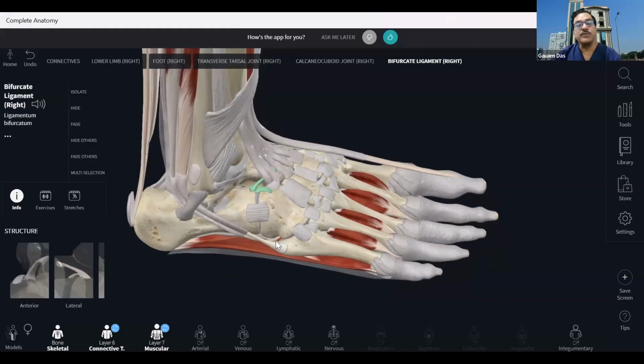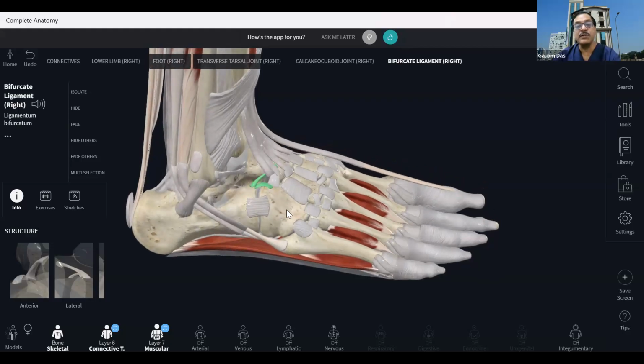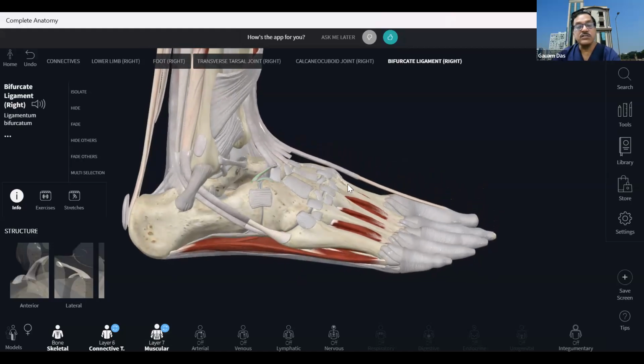The bifurcate ligament has two parts. One part is from the calcaneum to the cuboid. The dorsal calcaneocuboid ligament is a little more on the lateral side, and the bifurcate ligament has two limbs. One limb is calcaneum to cuboid, another limb is calcaneum to cuneiform. So these are the two ligaments we should know. Apart from the ligaments we have discussed, particularly the ATFL, which we discussed last day very elaborately, because the ATFL is one of the commonest ligaments to get injured. So these are the ligaments on the dorsal side that you have to remember.